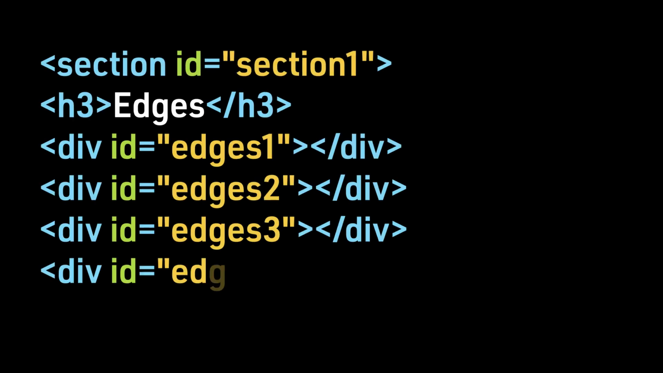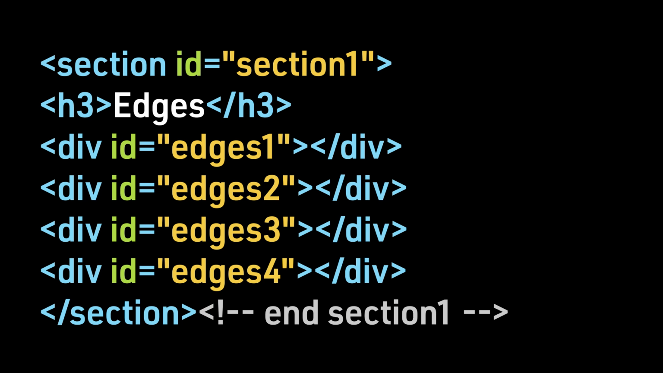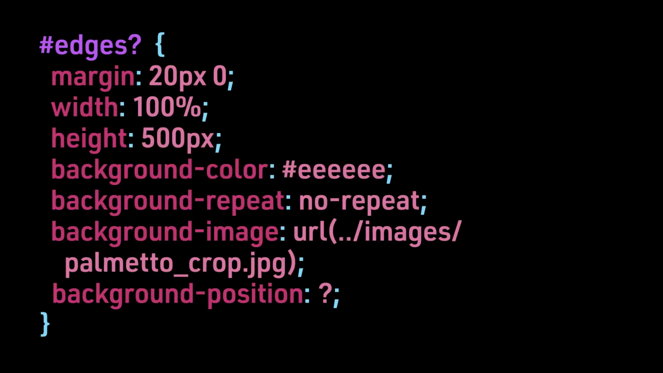Let's look at an example. Here is the HTML. We will load each option into a div with a class attribute that we can target with our CSS. And here is the CSS. We use the question mark because we have 4 options to test. So for example, #edges1 would correspond to background-position top.